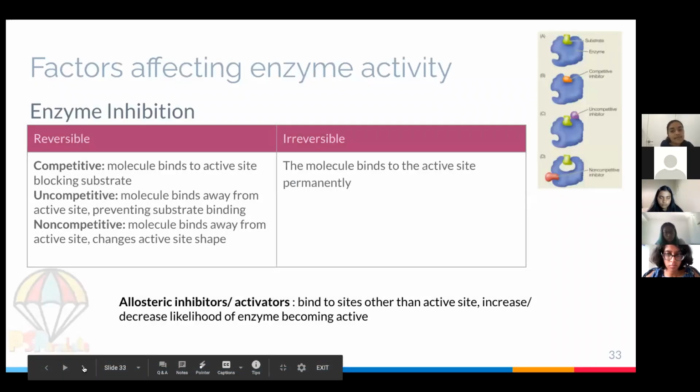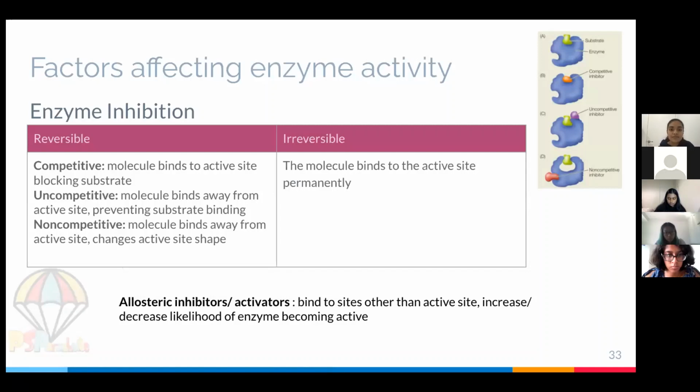Yeah, so for enzyme inhibition, this is just leading on from the previous slide. You can have reversible or irreversible. Basically, irreversible means that the molecule binds to the active site permanently, so it can't be taken off, but reversible means that it can be taken off. So you have competitive, uncompetitive, and non-competitive. You can see on the image on the right, that might be easier to see what's happening there.